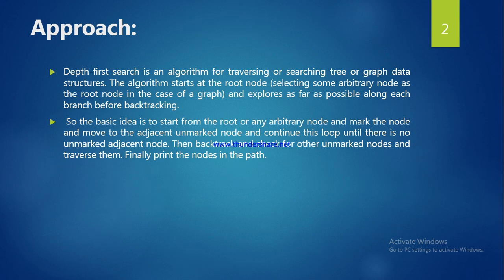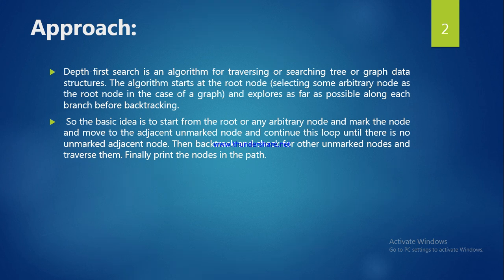Depth first search is an algorithm for traversing or searching tree or graph data structures. The algorithm starts at the root node, selecting some arbitrary node as the root node in the case of graph, and explores as far as possible along each branch before backtracking.